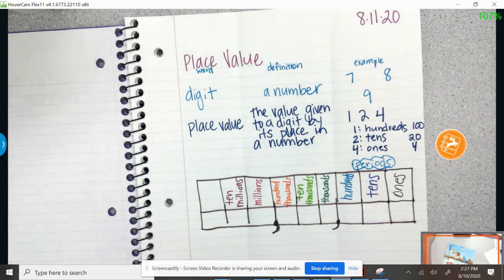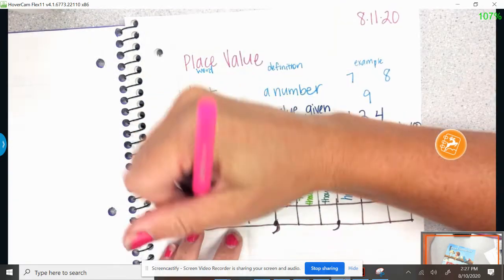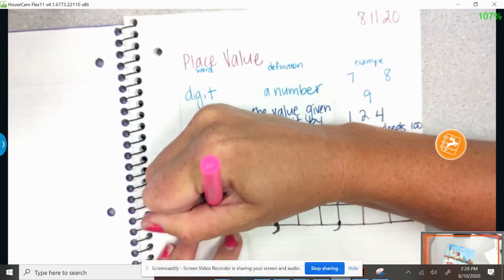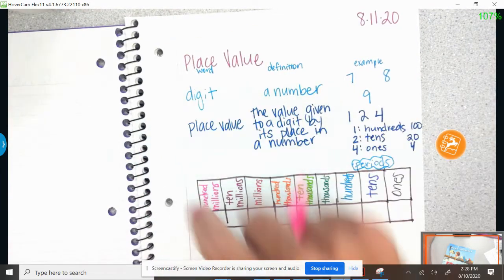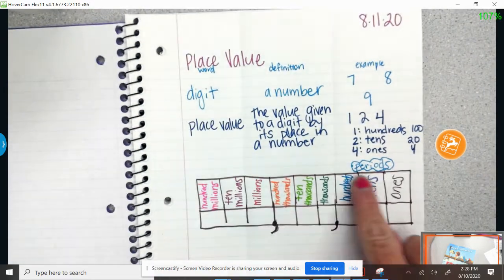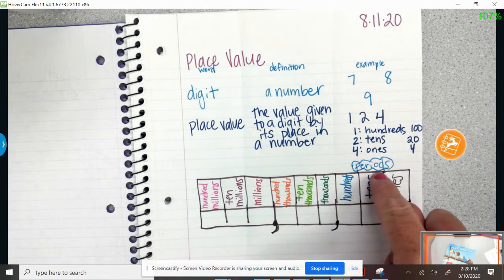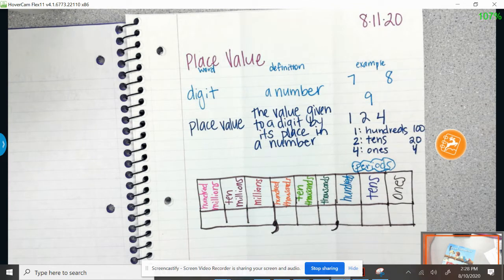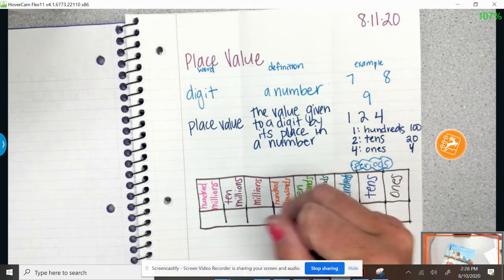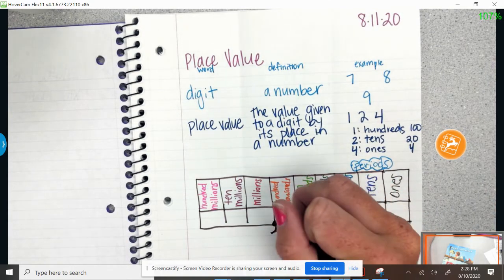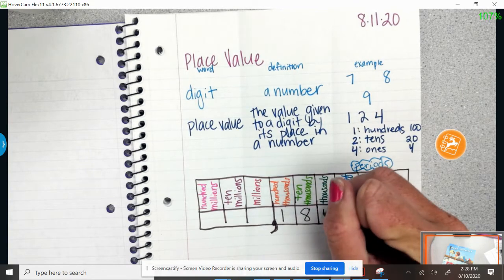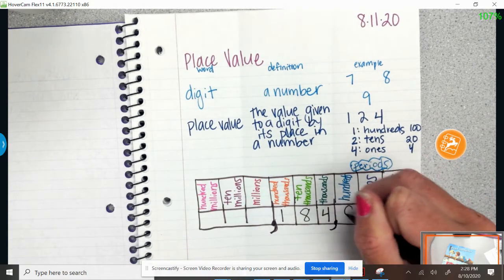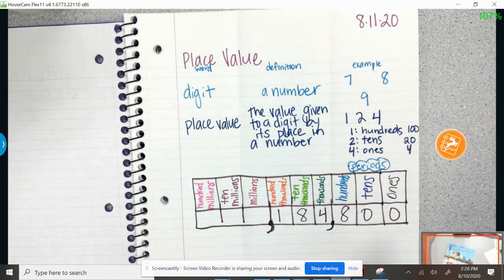And last for today is our 100 millions. Okay, and so the number that's in that place is worth that much. So these are the places, and then the number is the value. How much is it worth? Okay, so I'm going to make up a random number, and we're going to just review what this means. Okay, so our number is going to be, we're just going to stick with the 100,000s. Okay, so we have 184,800. Okay, so that's a really big number.